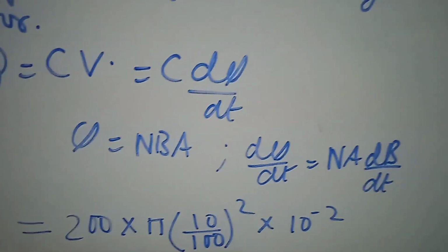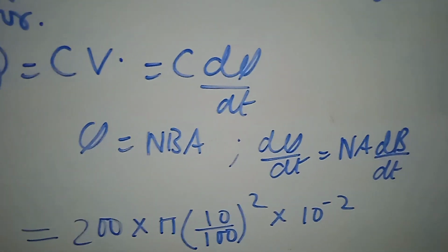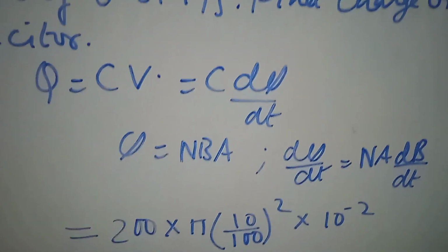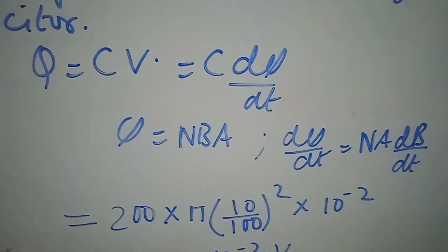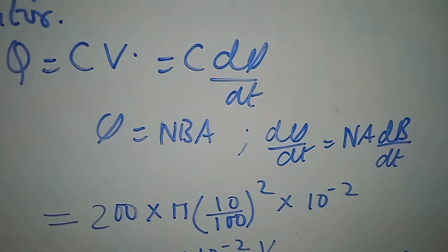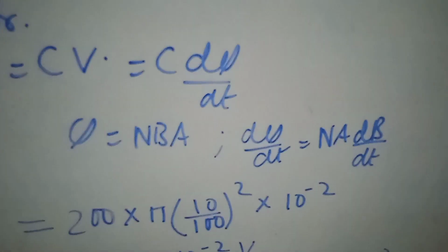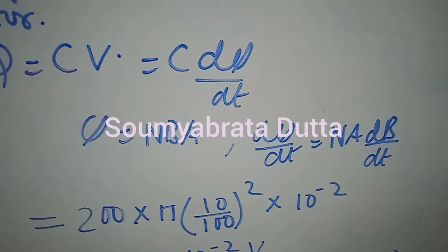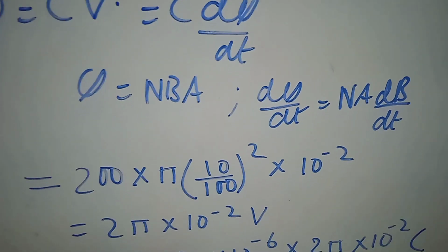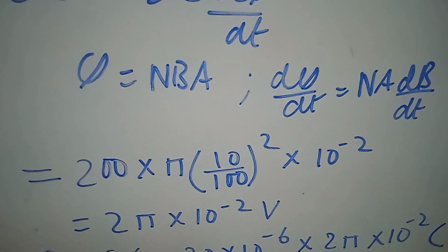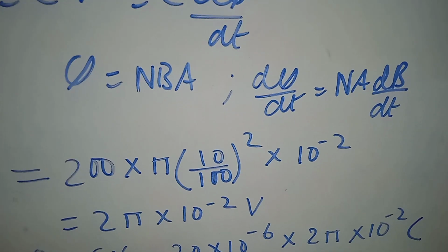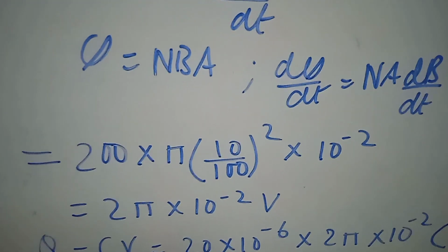So here we can write N, number of turns, is 200 and radius is 10 centimeter. So it is becoming 200 into pi into 10 by 100 whole square into 10 to the power minus 2. Why is it 10 to the power minus 2? Because centimeter is converted to meter square. So 200 into pi by 100 into 10 to the power minus 2. So it is 2 pi into 10 to the power minus 2 volt.